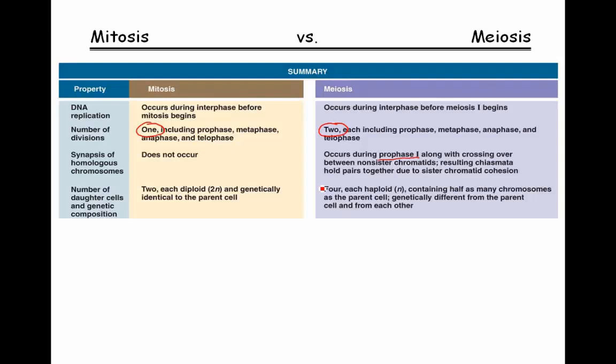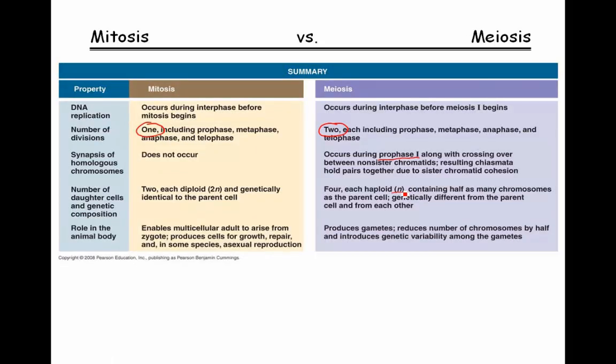On the meiosis side, the 4 daughter cells will each be haploid, and these haploid cells not only have fewer chromosomes than the parent cell, but they all are going to be genetically different from the parent cell, and then also genetically different from each other. So with meiosis, we are getting some variety.